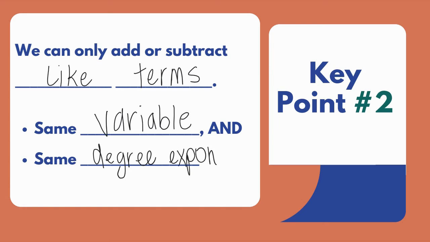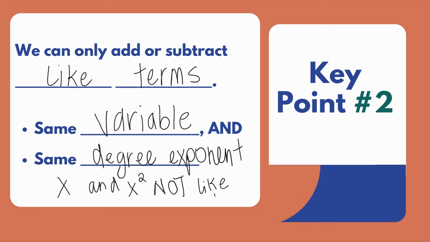Okay, so that means that x and x squared are not like terms, because although they are the same variable, they don't have the same exponent. So in order for us to have like terms with polynomials, they need to have the same variable and the same exponent.